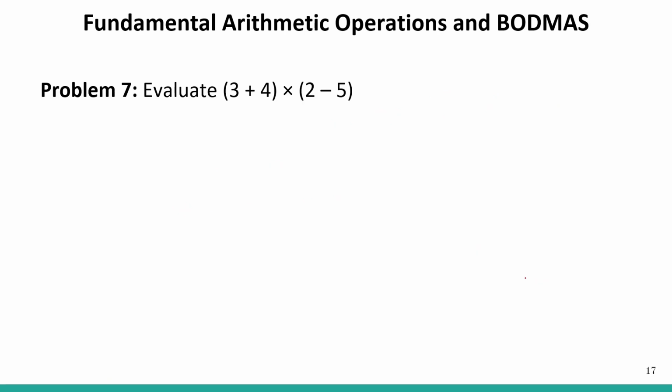Okay. So let's see problem number 7. So what it asks us is to evaluate 3 plus 4 multiplied by 2 minus 5. So using the BODMAS rule, B for bracket first, simplify them first. So 3 plus 4 is equal to 7 multiplied by 2 minus 5 is equal to minus 3. Okay. So using the BODMAS rule, what you did was you simplified the brackets first. So 3 plus 4 and 2 minus 5. We simplified this and it became what?